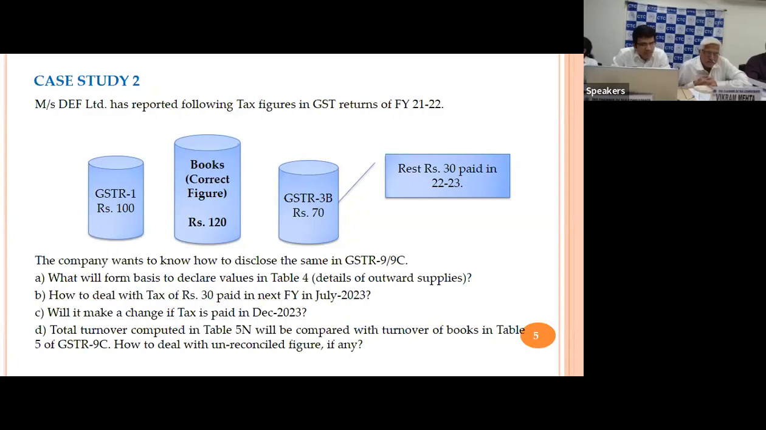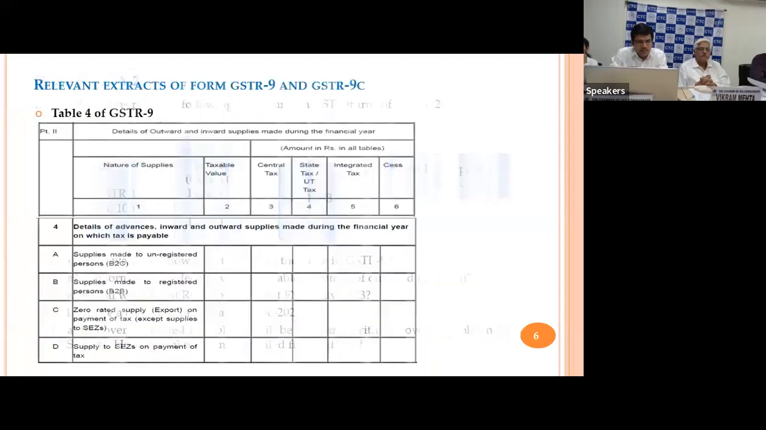We'll discuss these two and then we'll move on to the next one. So now the correct figure as per books is 120. In GSTR-1, the assessee has declared 100. In 3B, he has paid 70 in the financial year and 30 in the next financial year by July. So in such a scenario, how to declare the figures in table 4 of GSTR-9? Basically, this is the table 4 of GSTR-9. So we can have a discussion. Whoever wants to participate, please raise your hands.